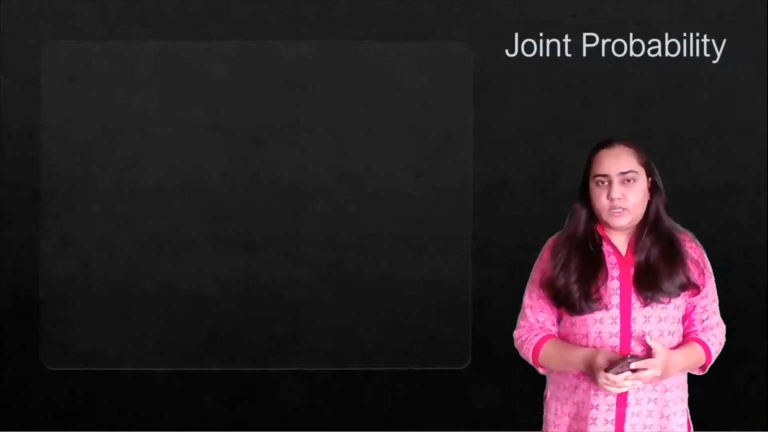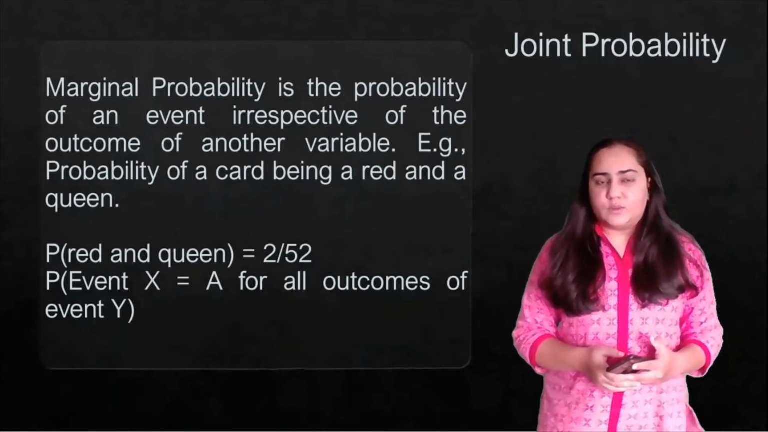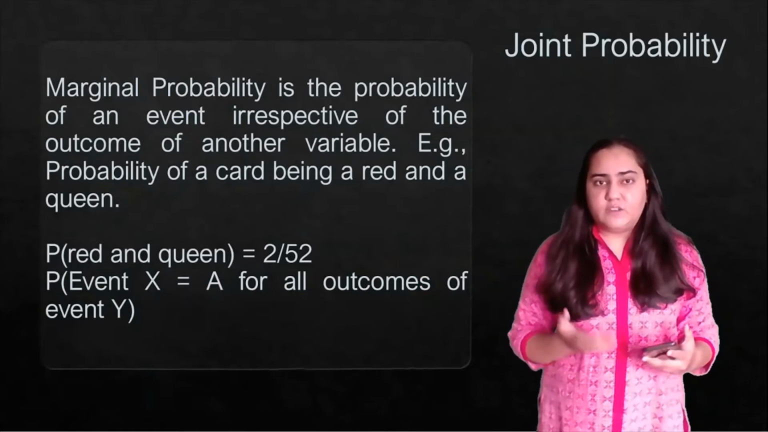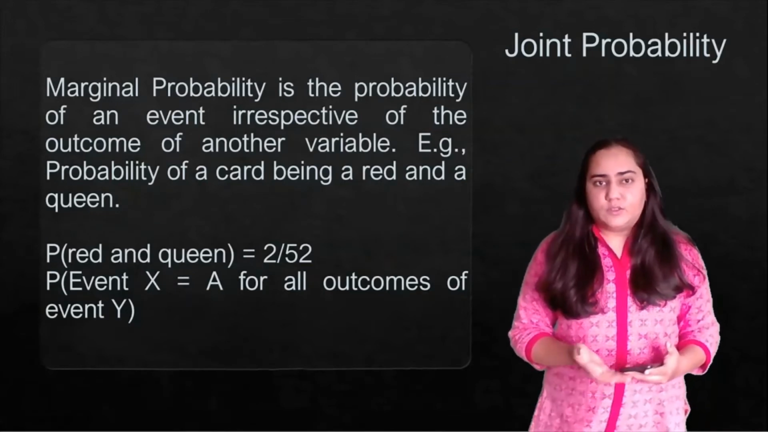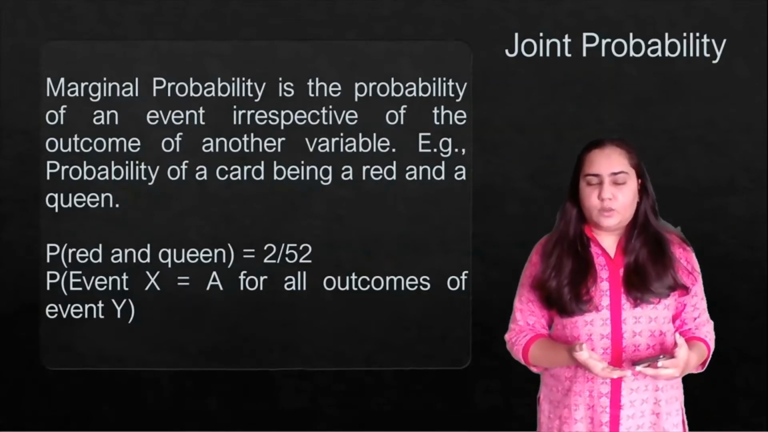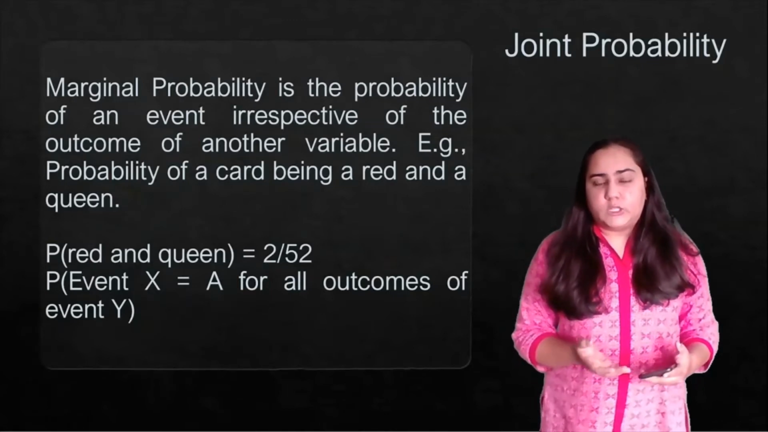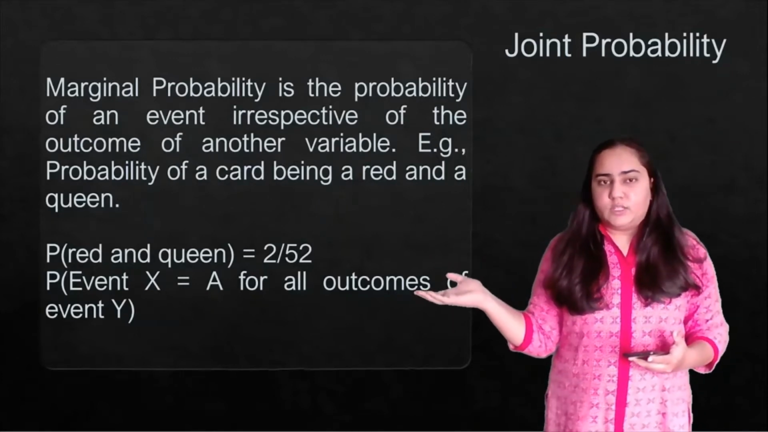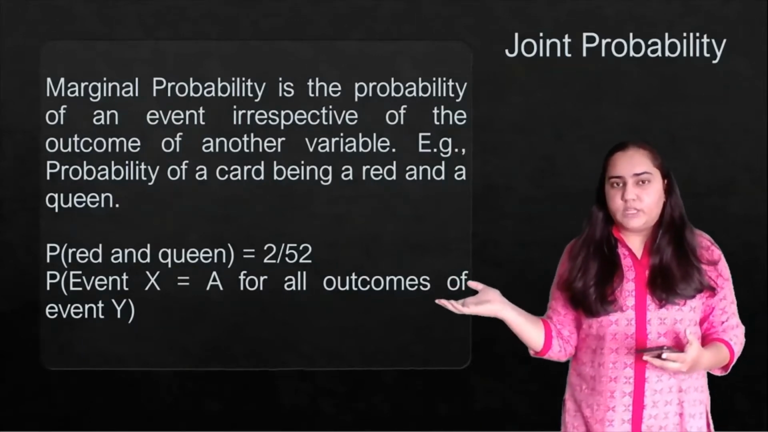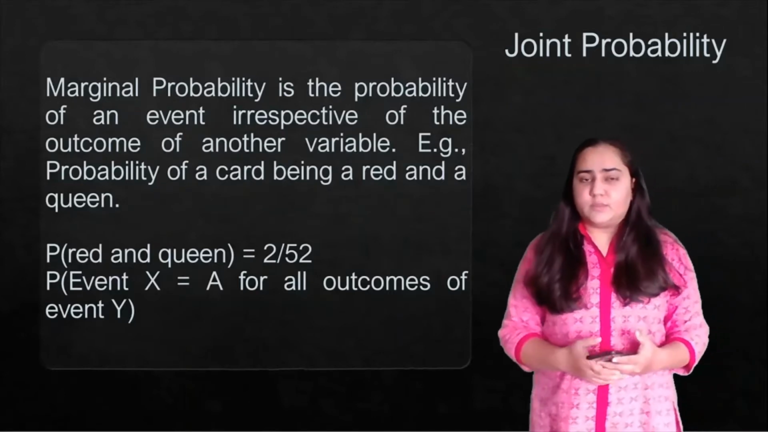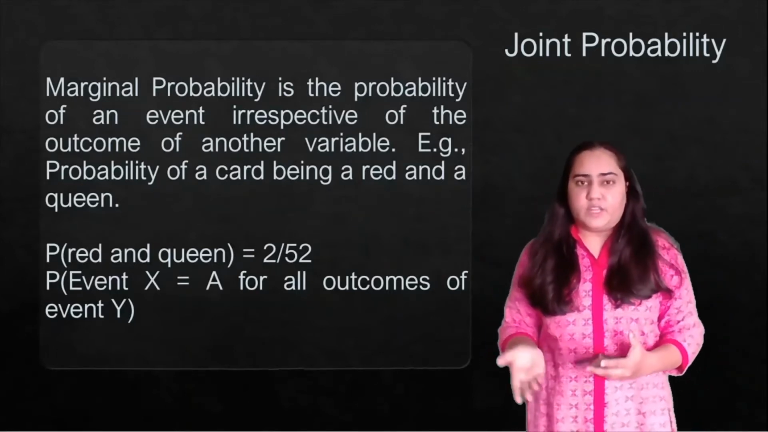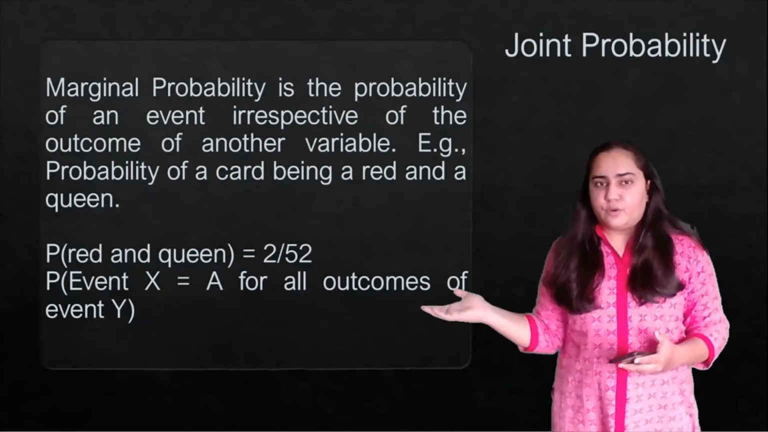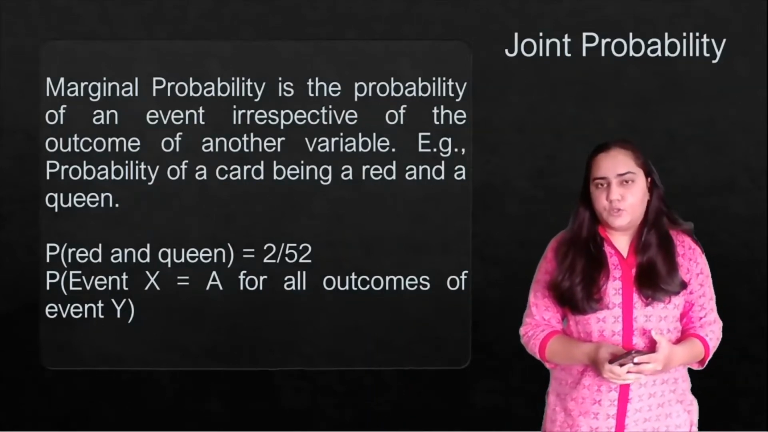The next type of probability we are going to discuss is known as marginal probability. Marginal probability is the probability of an event irrespective of the outcome of another variable. So for example, if you were to pick a card and wanted to find the probability of whether that card is red or it's a queen, then that probability would be P of red and queen, which would be 2 by 52 in this case, because there are 2 red queens, one of hearts and one of diamonds. So the probability is 2 by 52. So this is where event X is equal to A for all outcomes of event Y. This is known as marginal probability.